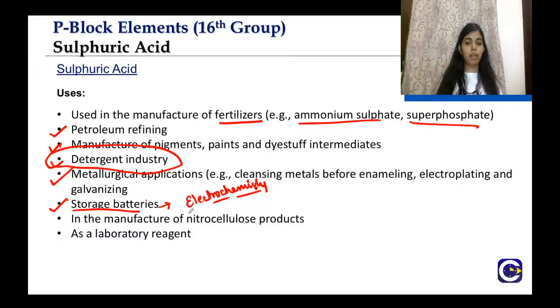It is used in the manufacture of nitrocellulose products, and laboratory reagent is the famous use of sulfuric acid. It is used in laboratories. Why? Because most of the chemical compounds require H2SO4, or the indirect use of H2SO4, to be formed. So amongst these, you can learn that it is used in the detergent industry, metallurgical applications, storage batteries, and as a laboratory reagent.